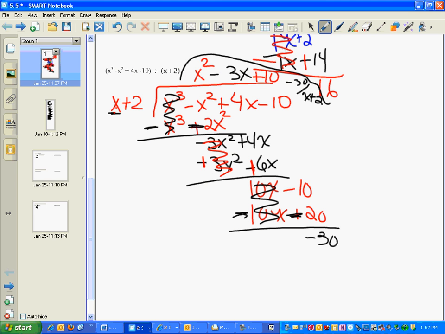Does that make sense? Kind of. It's kind of a process. So we're going to change the homework a little bit. I'm just going to give you 3 through 10.